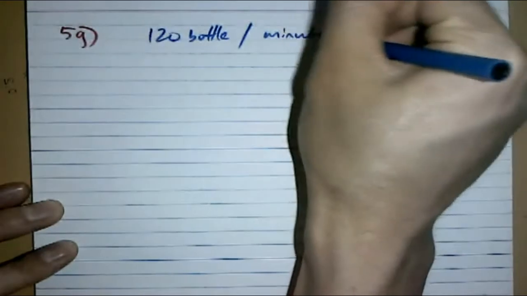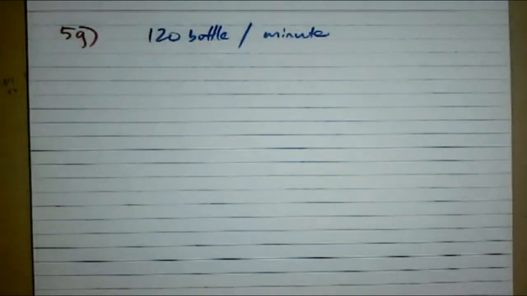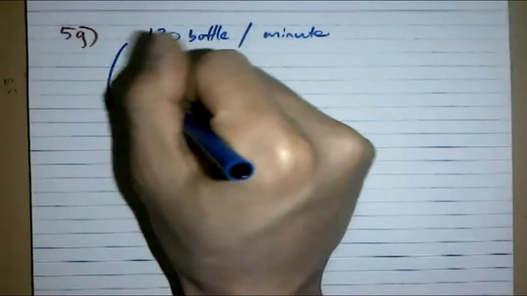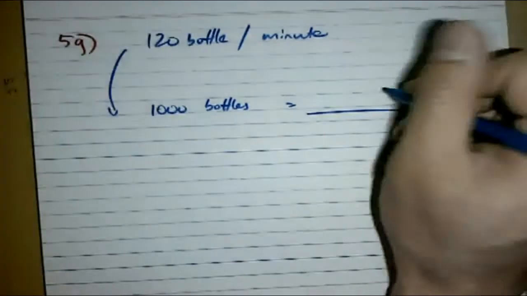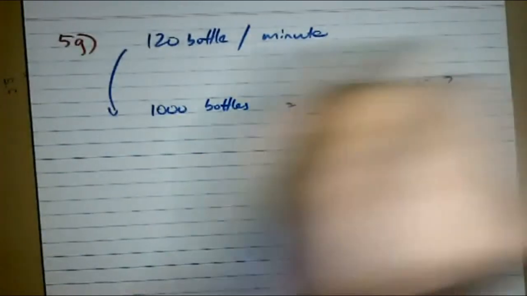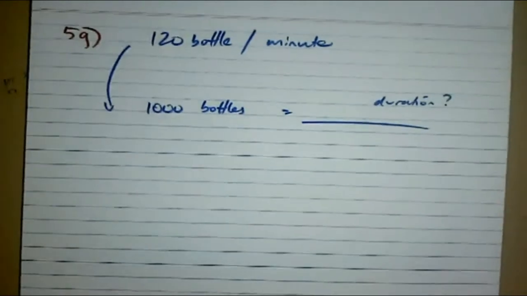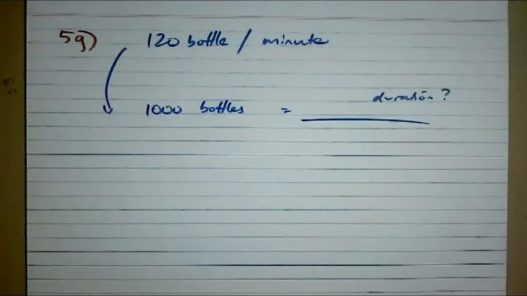So the machine can fill a bottle, okay? How long would it take to fill up 1,000 bottles? So I've got to figure out how much time it'll take to fill that up. 4 minutes? More. Well, look, how many 120s can fit into 1,000? 8 minutes and 8.3, I think.